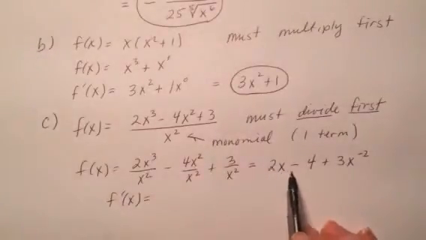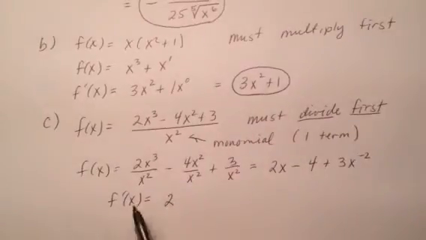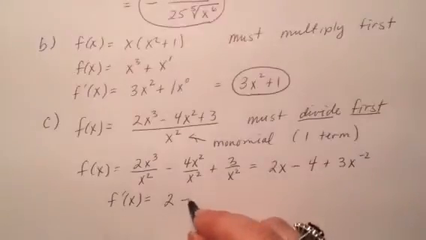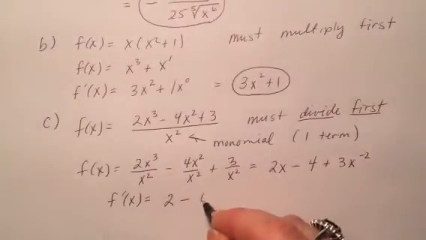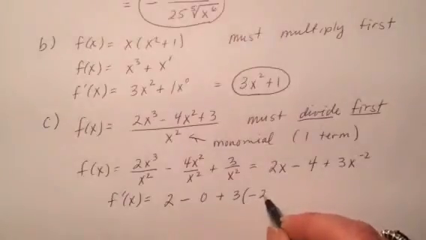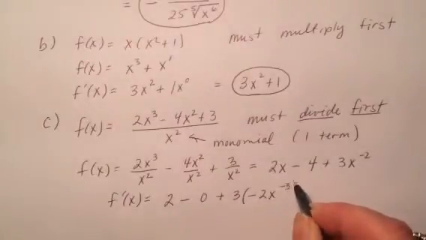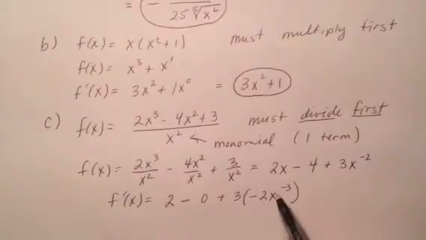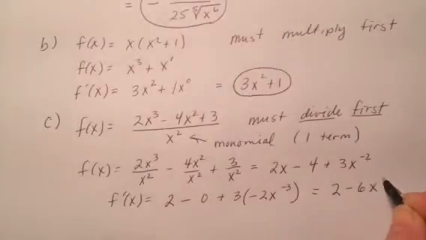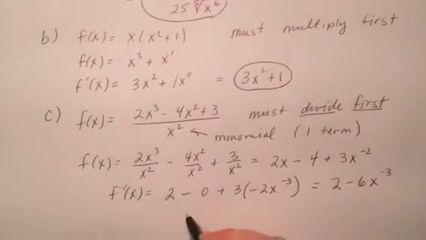All right, the derivative of 2x is simply 2, just like the derivative of x was 1. The derivative of a constant by itself is 0. Now we have a constant in front. We multiply by the derivative of x to the negative 2 using the power rule. Negative 2x to the negative 3. Bring the power down in front, subtract 1 from the power. Simplifying, we get 2 minus 6x to the negative 3.